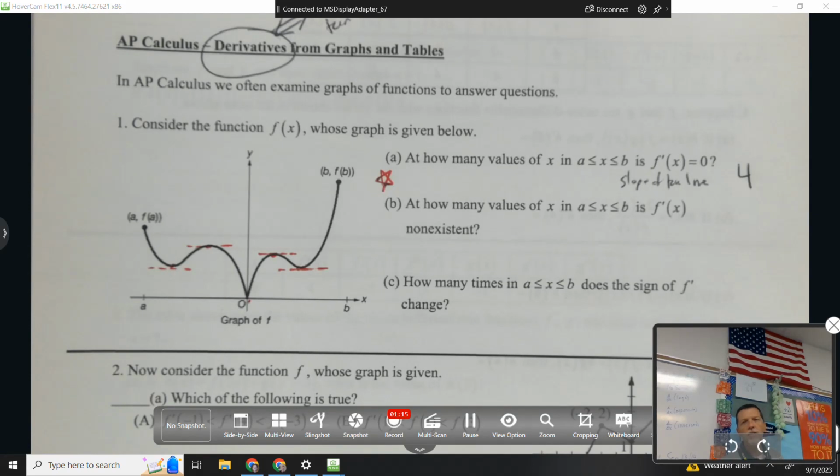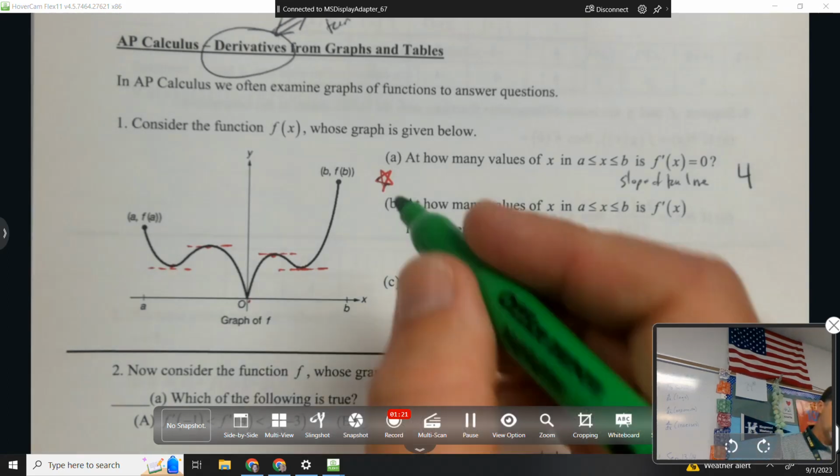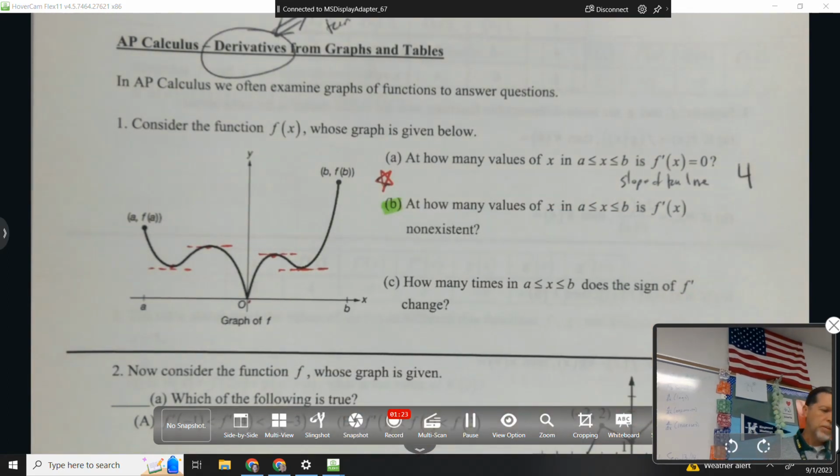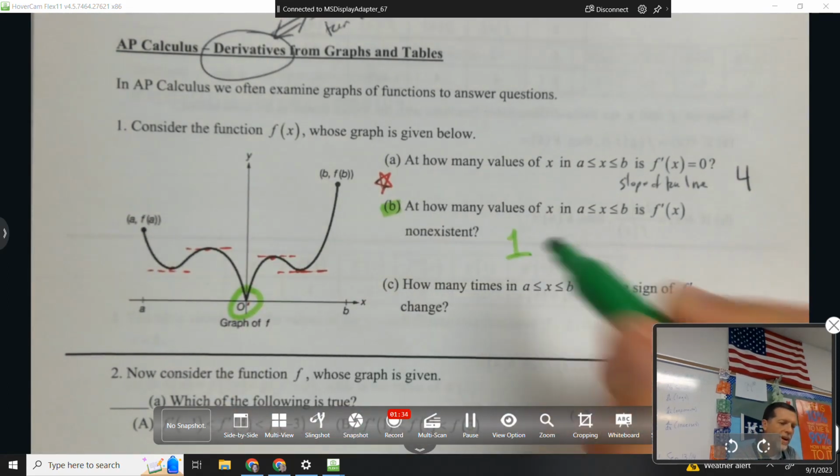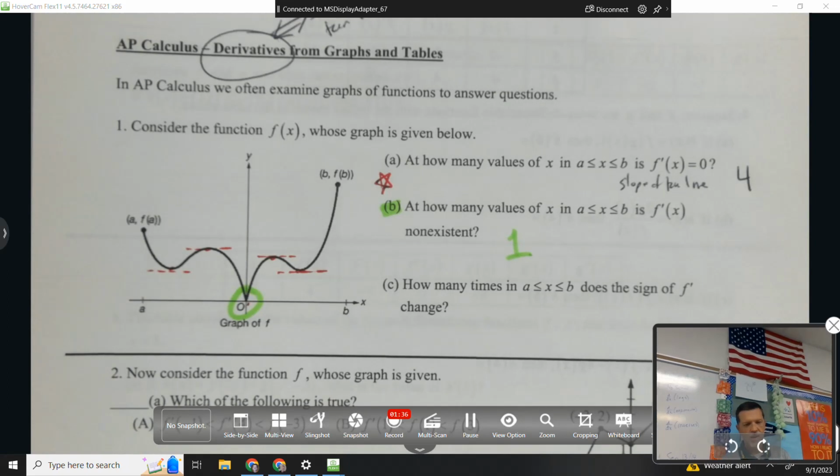Question B, how many values between a and b is f prime non-existent? So how many places between a and b is the derivative non-existent? 1. And which point are you looking at? At the origin there. And why is it non-existent there? Because it's a cusp.